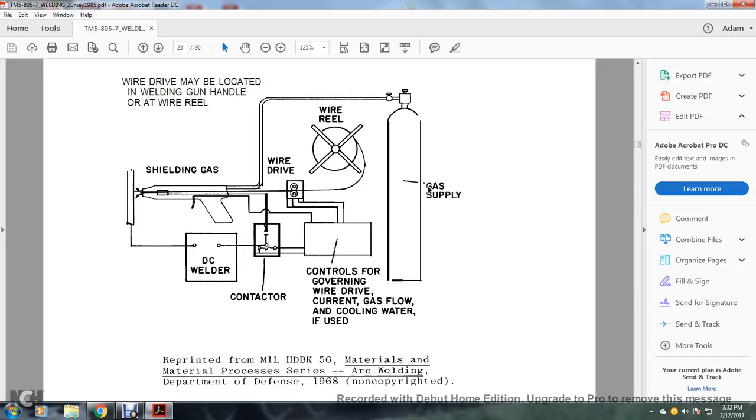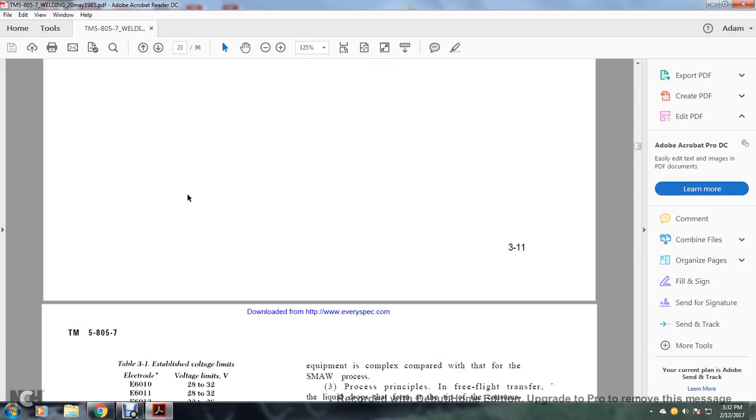All right, you have your gas supply running to the shielding gas gun, with a DC welder with a contactor also running to the gun. The controls govern the wire drive, the gas flow, the current of the welder, and the cooling water if used, with a wheel drive and wire reel running to the gun.